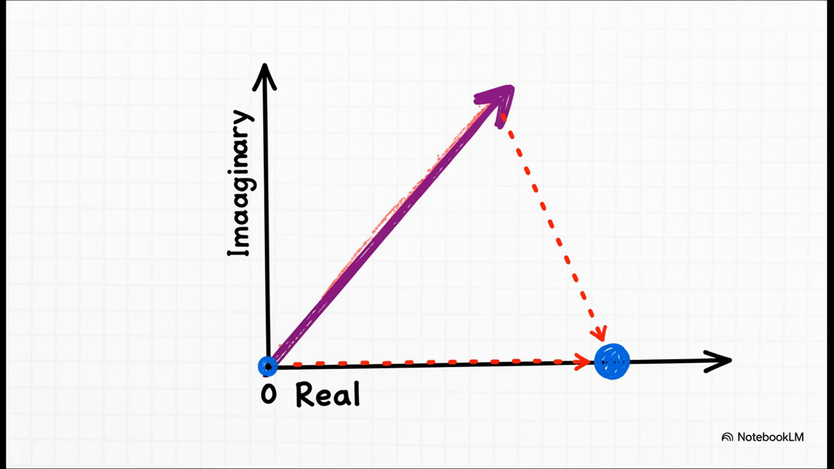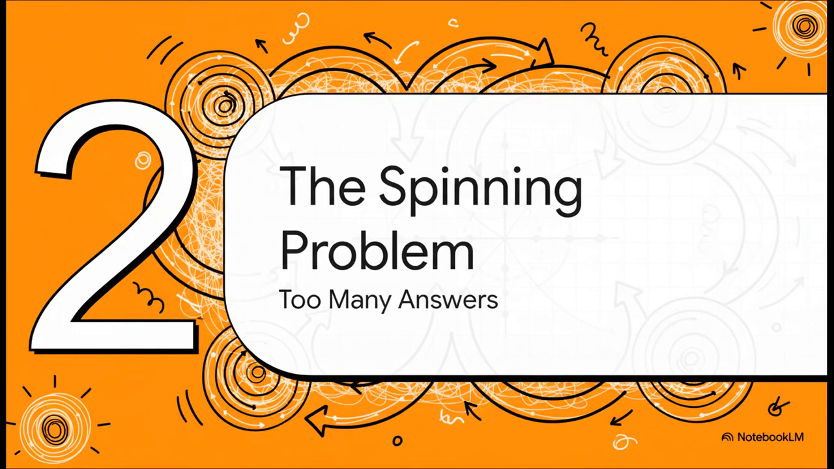And this map, it has a name, the Argand diagram. It works exactly like a regular old coordinate plane. The x-axis is for the real part, and the y-axis is for the imaginary part. So a number like z equals 3 plus 4i is just the point over at (3, 4). Simple enough, right? Well, this is where we hit our first kind of weird complication.